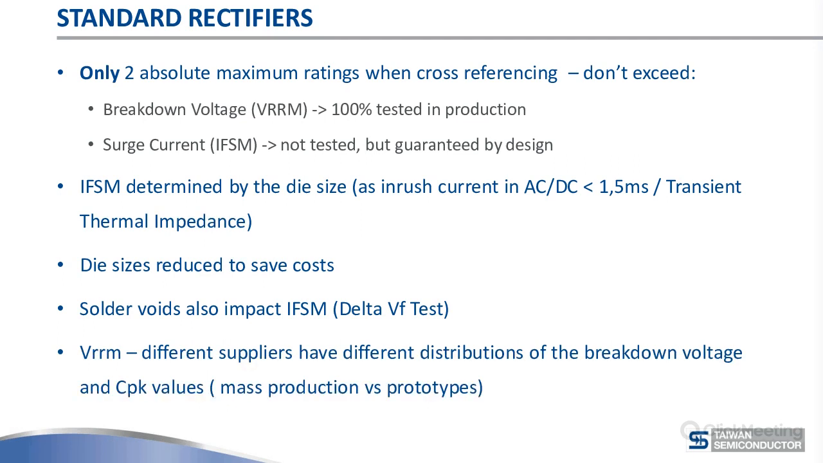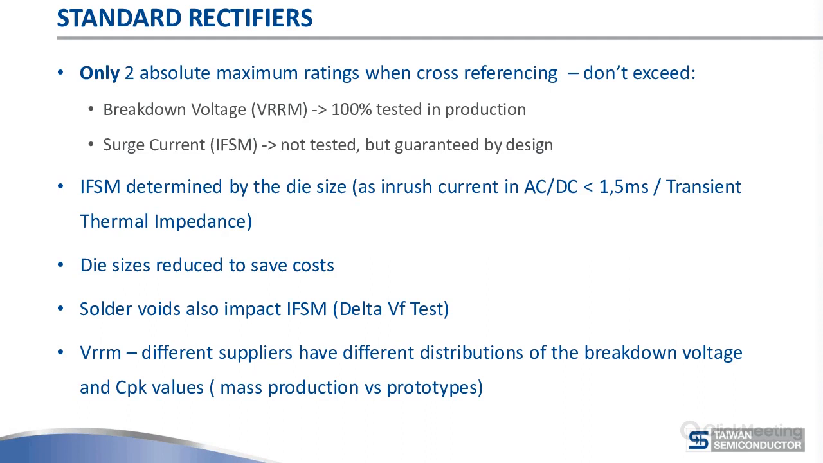The surge current is determined by the die size. Most of the surge currents are under 1 millisecond, and once the surge current duration is about 1 or 1.5 milliseconds, the transient thermal impedance is the most important parameter, and the transient thermal impedance is determined by the die size. So if you reduce your die size to save cost, your surge margin may be less good. You might go from a 30% margin to a 20% margin or 10% margin. So there's a risk there that the suppliers reduce their die sizes.